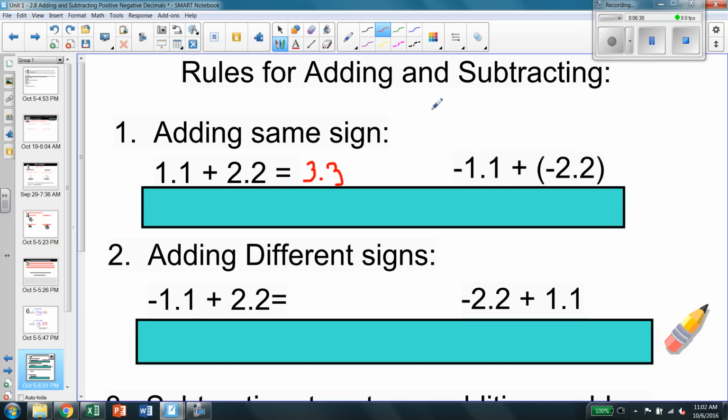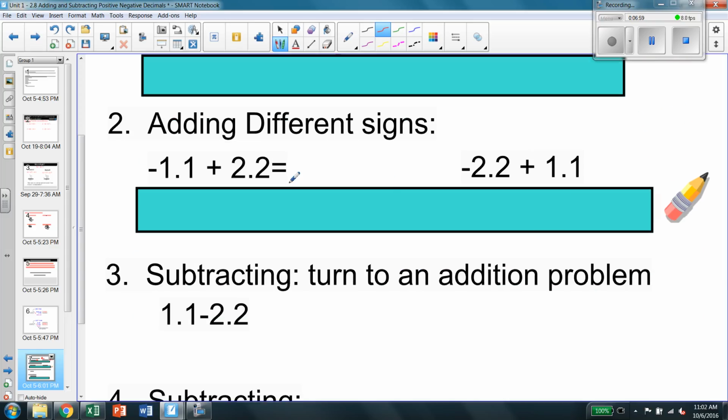So somewhere on the side of your paper, 2.2 and 1.1, add them up, and that gets 3.3. However, they're both negative numbers, so it should be a negative 3.3. So again, they were both positive, so your answer stays a positive. They're both negative, and you add them together. So you put them together and then keep the negative sign.